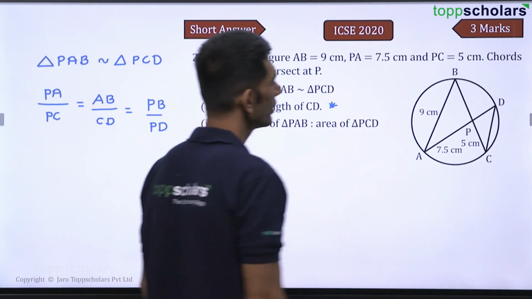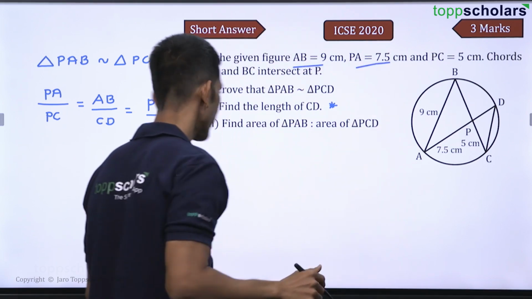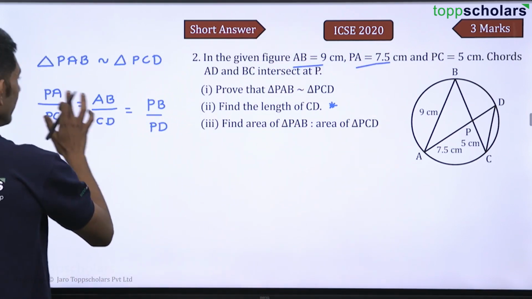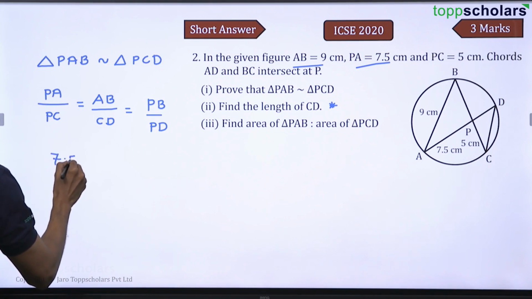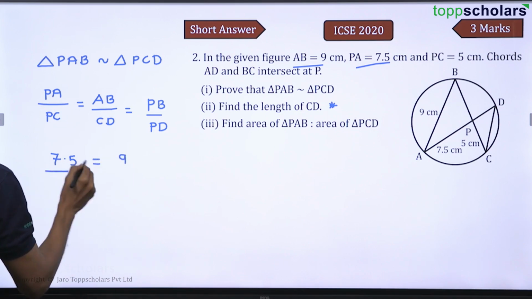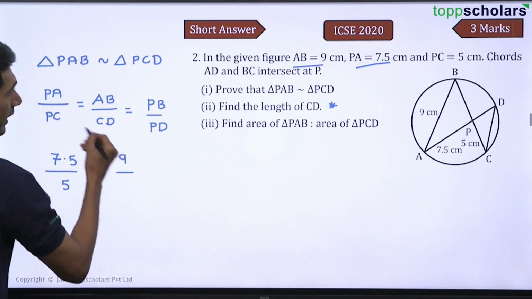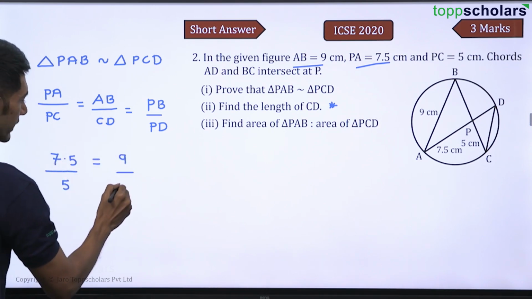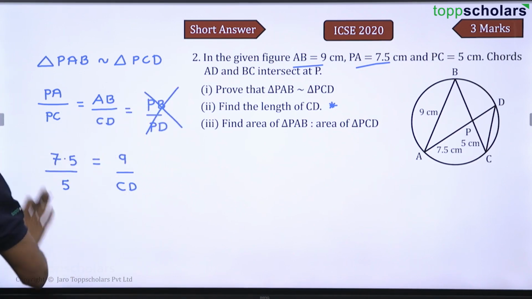Put the values. AB is 9, PA is 7.5. So I get 7.5 is equal to, here is 9 upon PC. PC is 5, okay, write down 5 here. And we are supposed to find out CD. So what I can do is, I can just ignore this part and just focus on this.